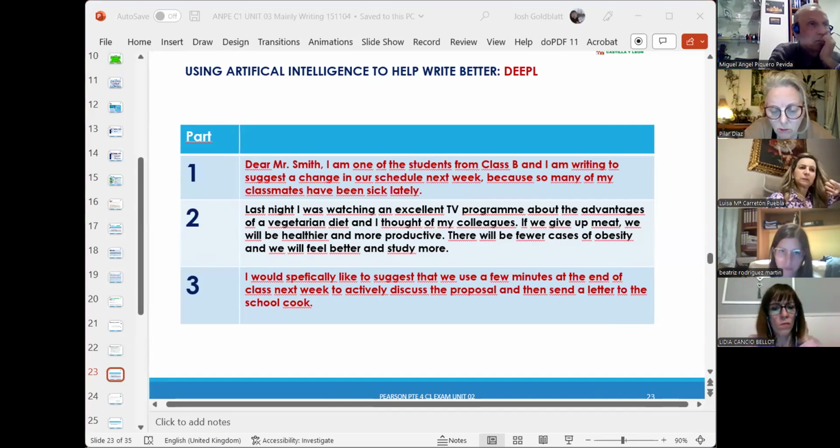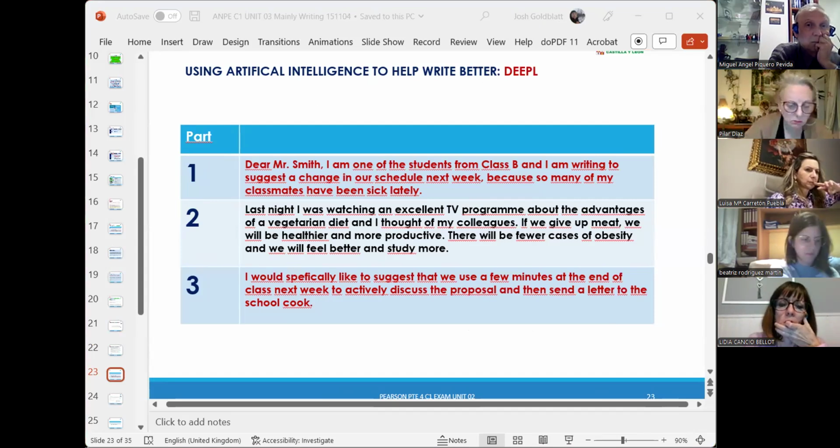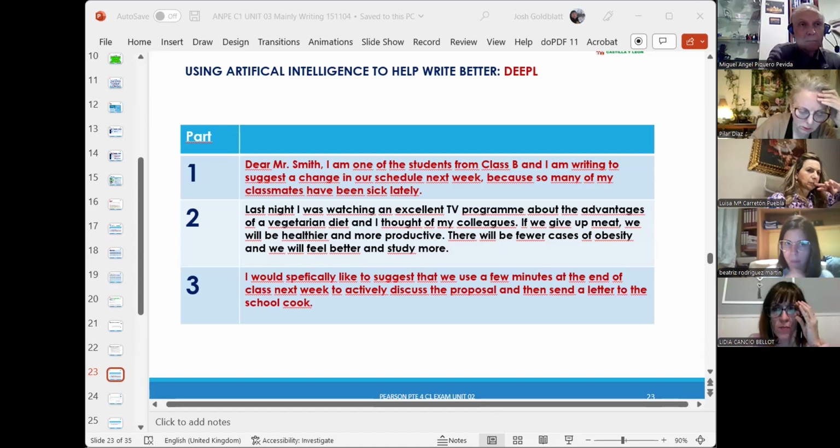No. Normally, DeepL, what's this used for? Normally, it's used for... Never. All right, good. That's fine. DeepL is used for translation between different languages, and it's very, very good. It's a very, very good translator.